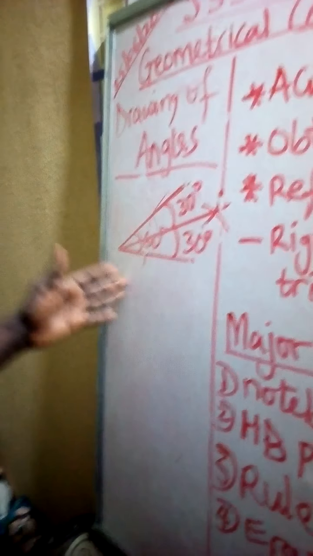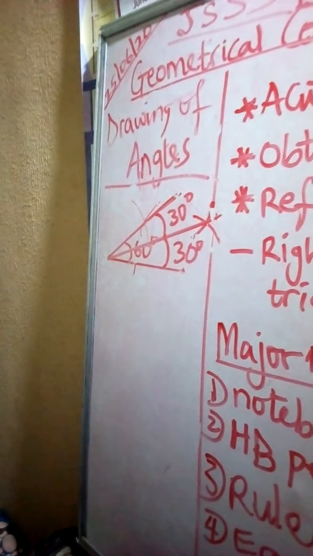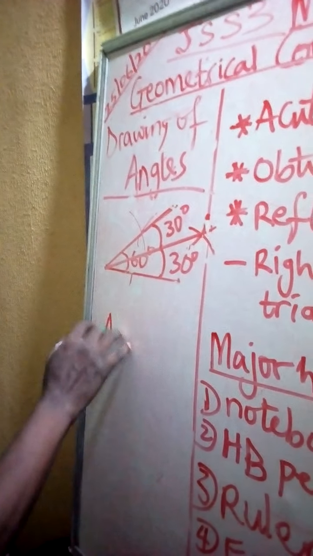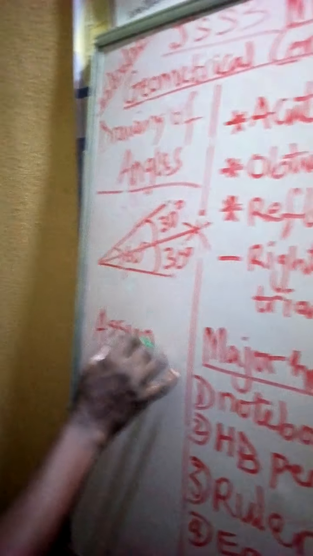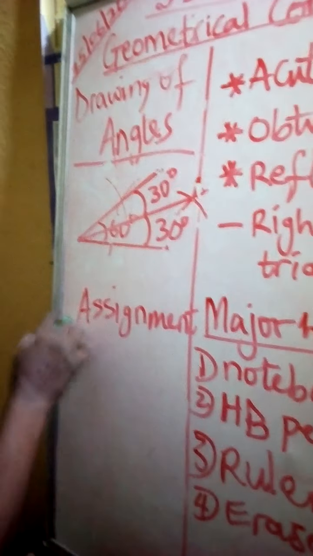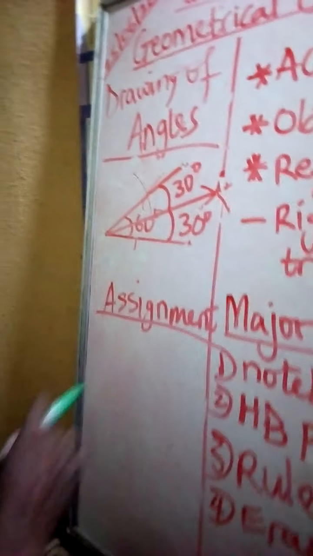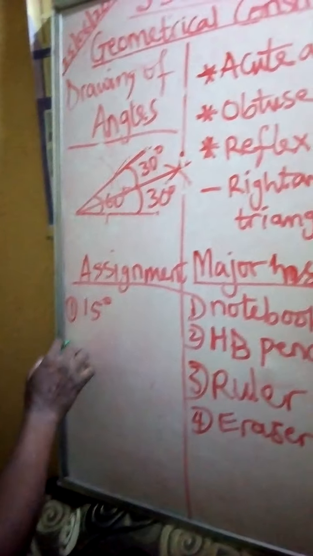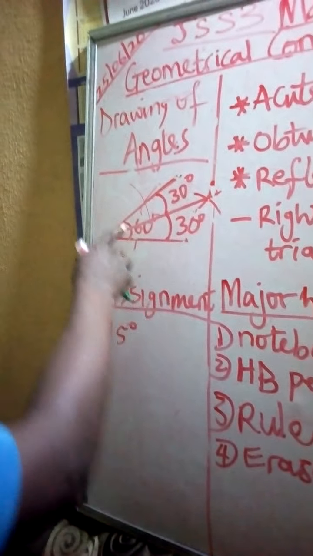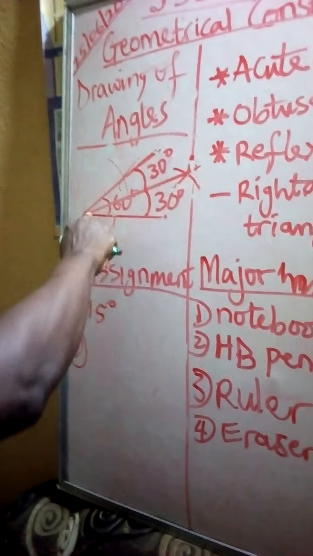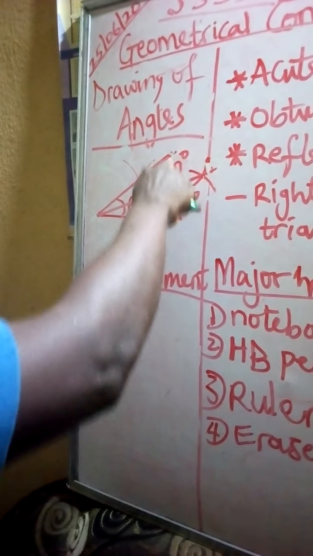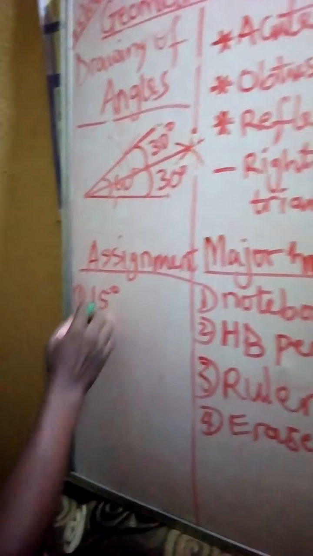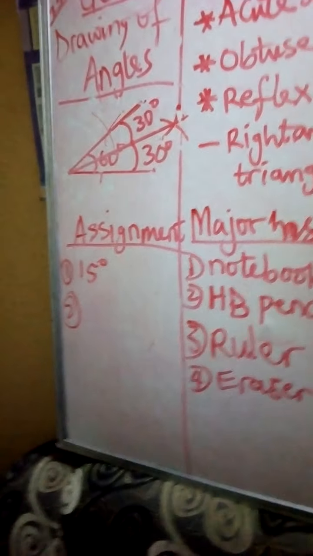We still have construction of 15 degree. So the assignment that I'm going to give you: based on what I've taught you now, I want you to go and construct angle 15 degree. That's number one. Angle 15 degree. That means the way I did to angle 60 to divide into 2, go and do it to angle 30 to divide it into 2. And from angle 15, I want you to go and construct it.